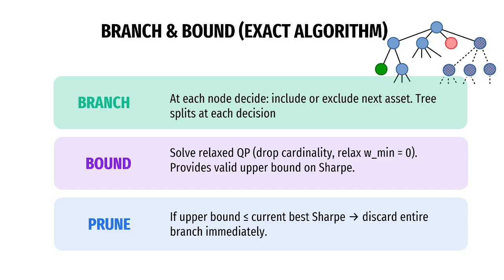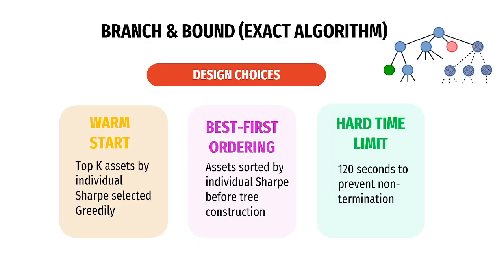Third, it prunes. If the upper bound is less than or equal to the best solution already found, the entire branch is discarded without exploring further. We also used a warm start, selecting the top k assets by individual Sharpe ratio to give branch and bound a strong starting point from the beginning.